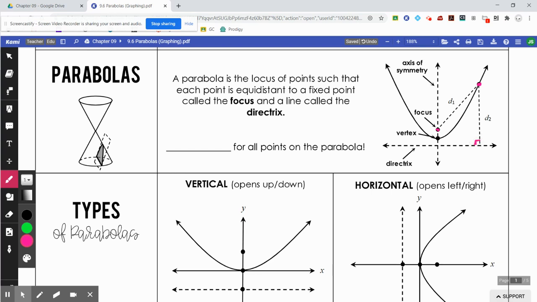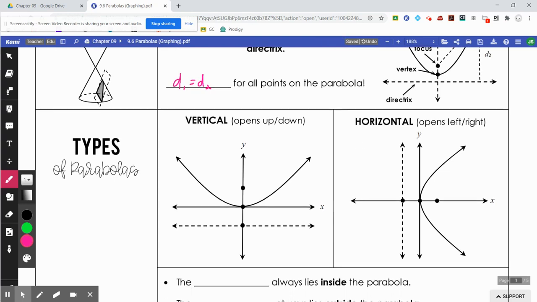So we're going straight down to that line. So this distance and this distance is the same. So D1 would equal D2 for all points on that parabola. And that's going to become important to us in just a second when we talk about some parts of this parabola. So types of parabolas, we have a vertical parabola that opens up and down. That's the ones we're used to seeing. But you also have a horizontal parabola that opens up to the left or to the right.